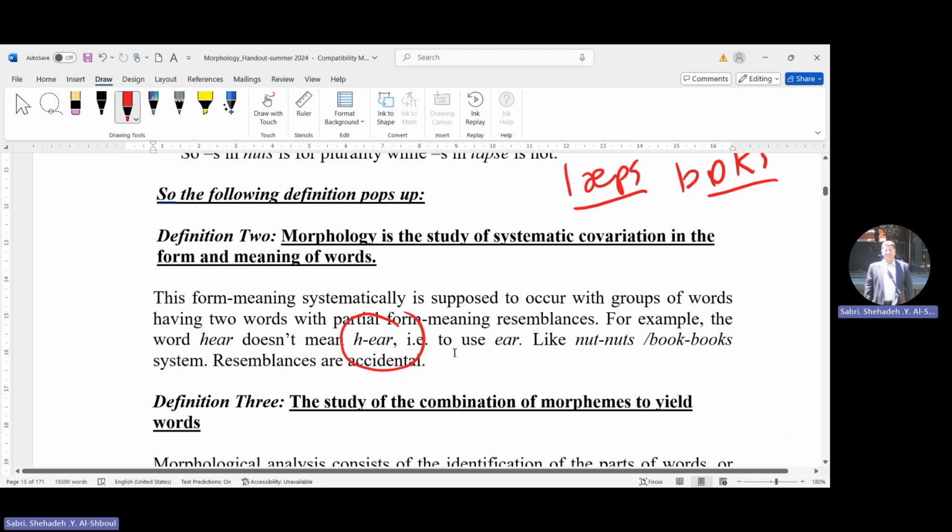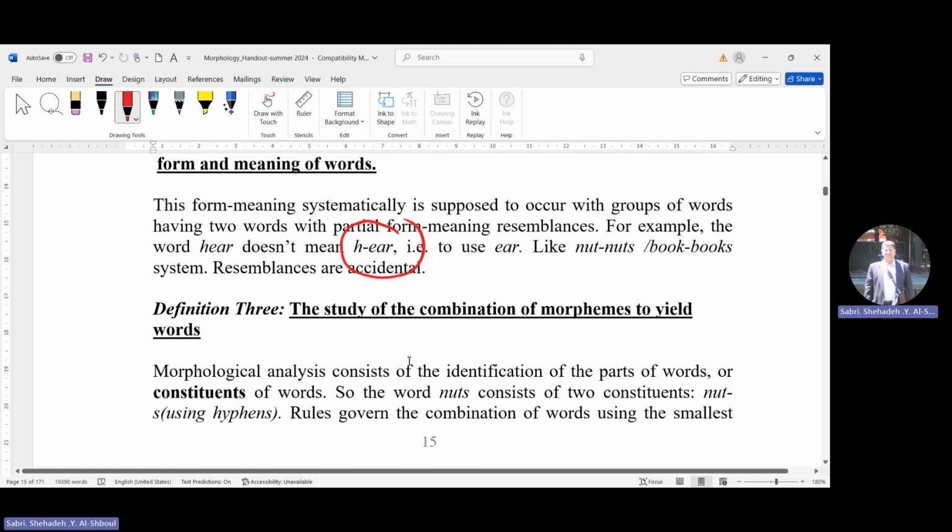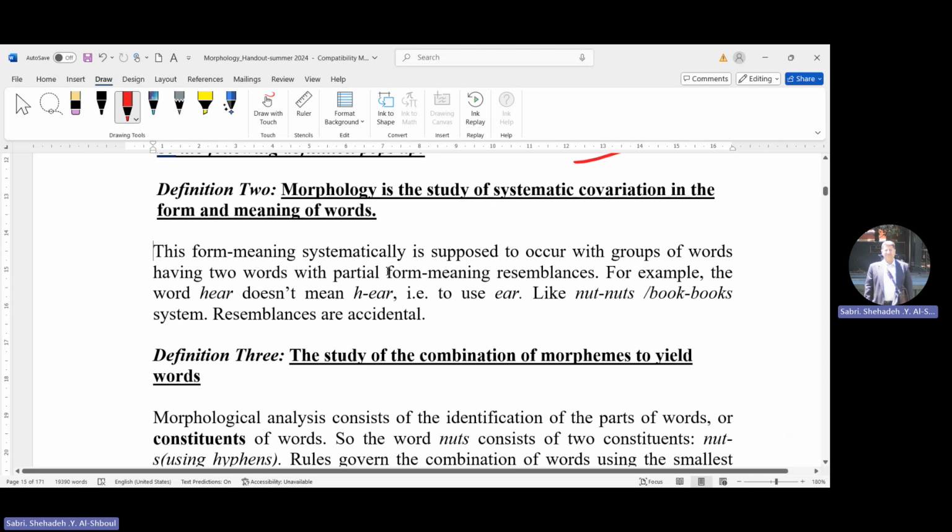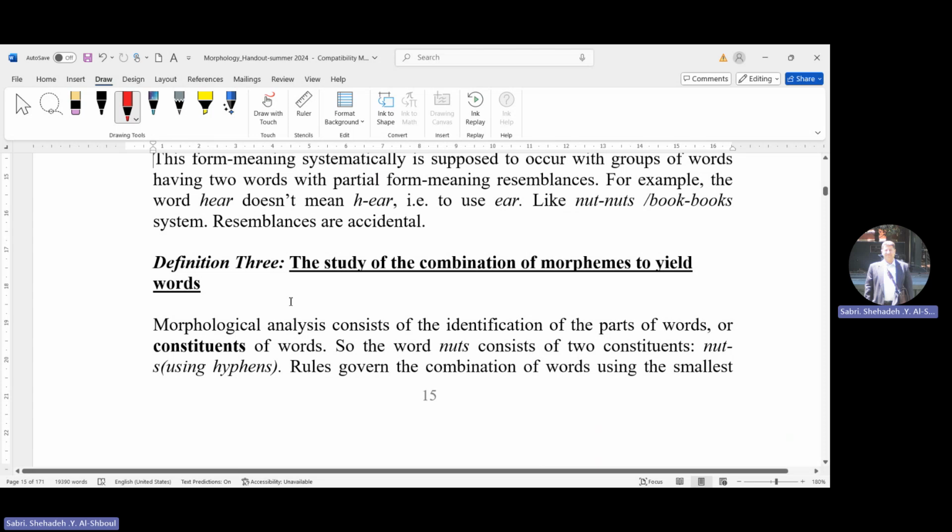This maybe can be acceptable at a certain level, but with a huge amount of doubt in terms of to what extent it can be applied to different varieties of the language. So these resemblances that we have here are accidental and cannot be reliable to predict this type of systematic covariation in form and meaning.